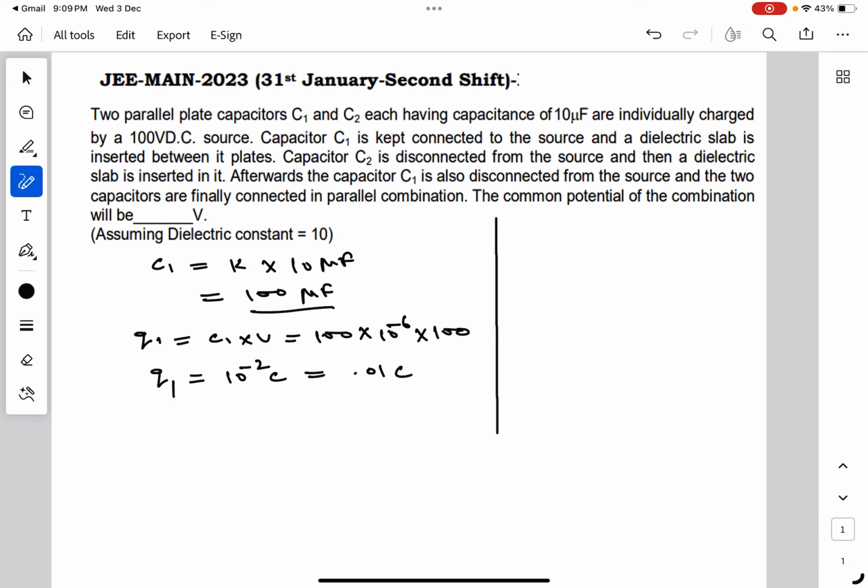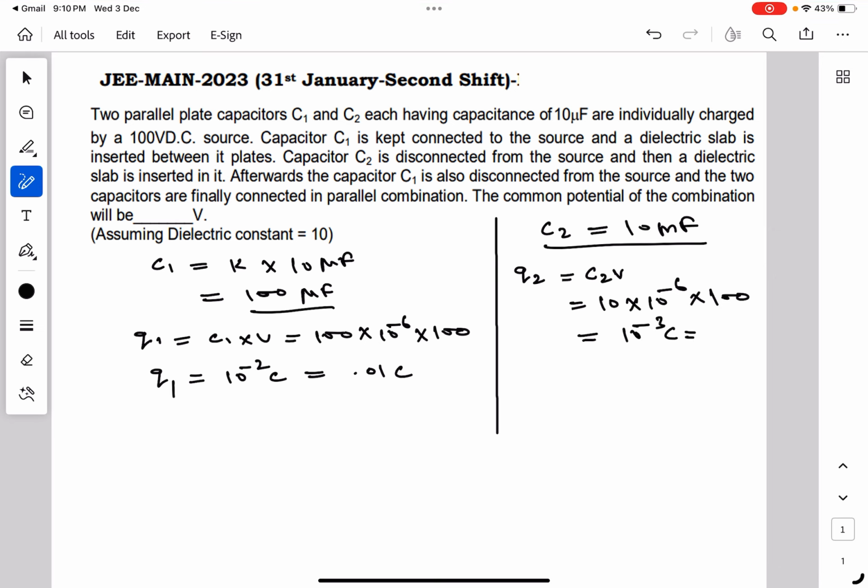Capacitor C2 is disconnected from the battery of 100 volt. Therefore, its capacitance remains as 10 microfarad. Therefore, charge on it would be equal to C2 into V. This will remain as 10 into 10 raised to the minus 6 into 100. So this is equal to 10 raised to the power minus 3 coulomb. This can be written as 0.001 coulomb.